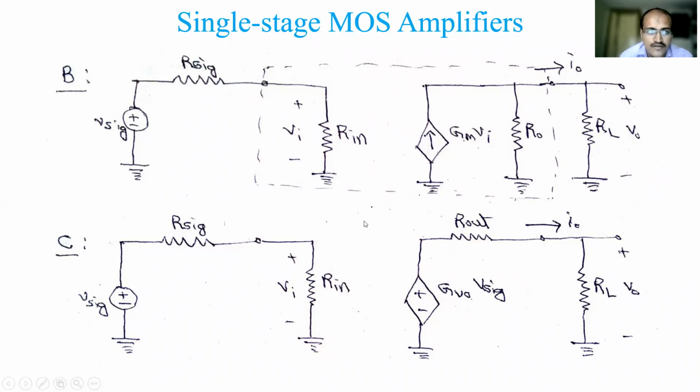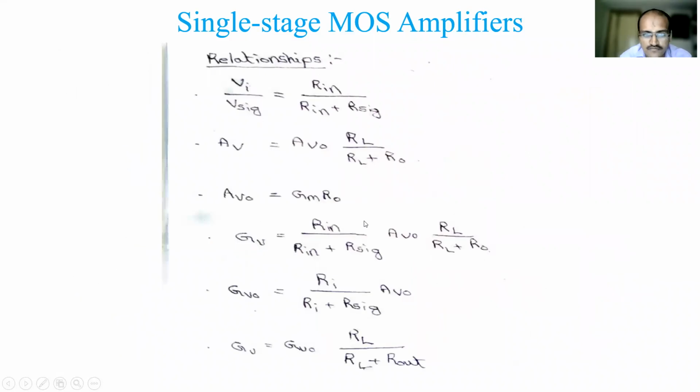Okay, and then these are the relationships, whatever parameters I have taken. We will use these when we solve problems. You need to remember this. Vi by V signal, where Vi is at the input side of the amplifier. Vi will be near the amplifier, and V signal is what you apply from the source. That ratio is given as Rin divided by Rin plus R signal. What is Ri? It is the input resistance with no load. Rin is the input resistance with load.